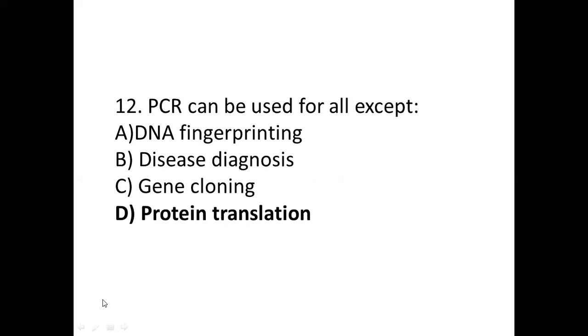Next question. PCR can be used for all except. So indirectly they are asking what the applications of PCR are. It can be used for DNA fingerprinting, for criminal cases or for paternal and maternal issues. Next is disease diagnosis, for pathogenesis and diagnosing diseases, genetic or any pathogenic diseases. Next is gene cloning. We can clone the gene with the help of PCR. But we cannot translate the protein. So protein translation cannot be done by the PCR technique. So the correct option for this question is option D. Yeah. Next question.